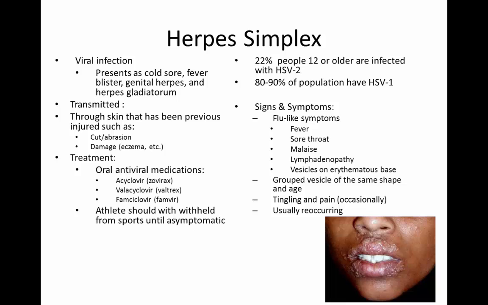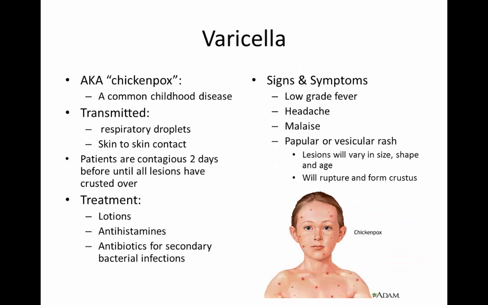22% of people who are 12 or older are infected with the herpes simplex 2 virus. 80 to 90% of the population have herpes simplex 1. Signs and symptoms include flu-like symptoms, fever, sore throat, malaise, vesicles on an erythematous base, grouped vesicles of the same shape and age, tingling and pain occasionally, and they are usually recurring.